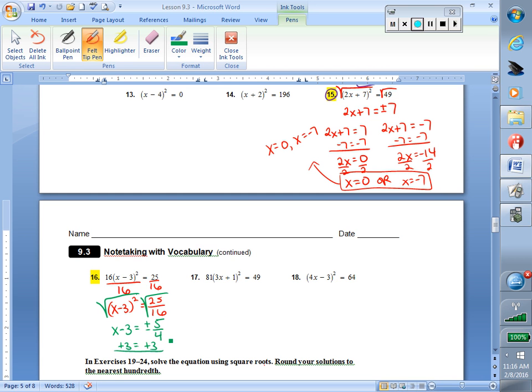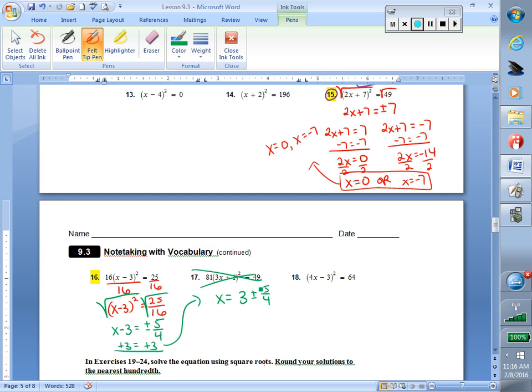And yes, it turns into, and don't worry, we're not going to do 17, so if you need the space, use it. X equals, and you end up with your positive 3 plus or minus 5/4. So if you want to write it as 1 1/4 or 1.25, whatever you like.